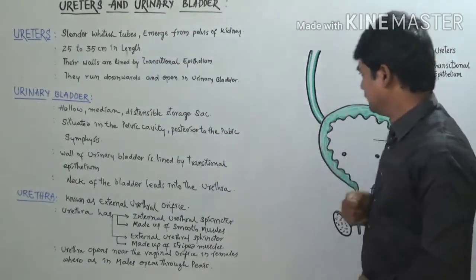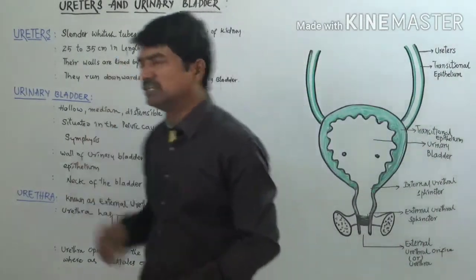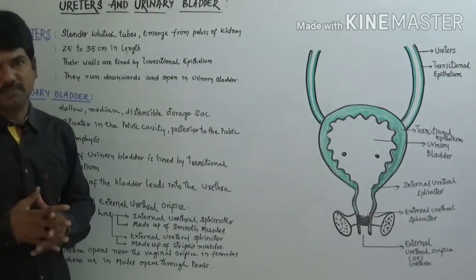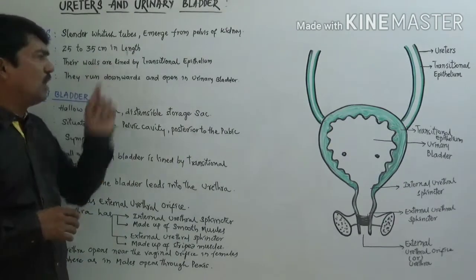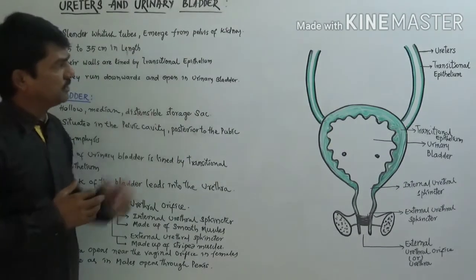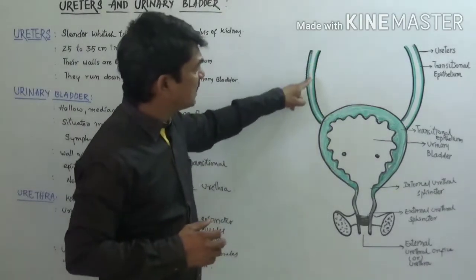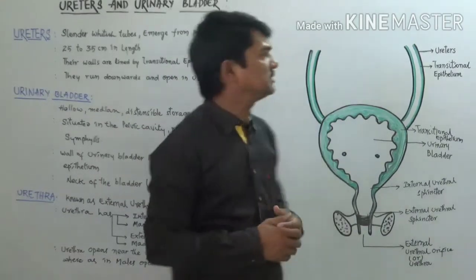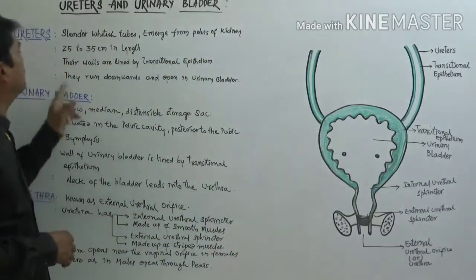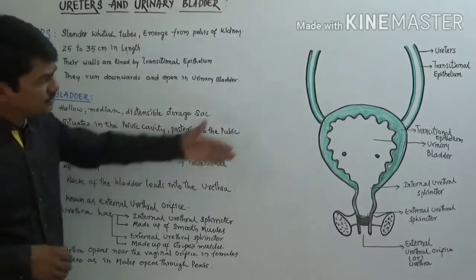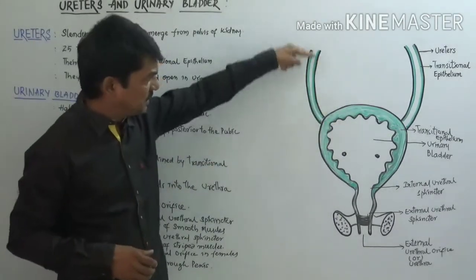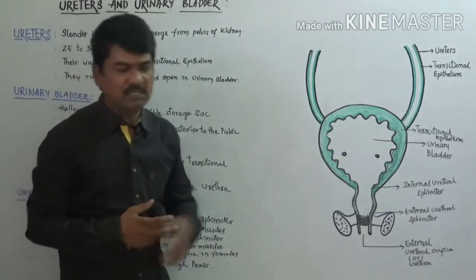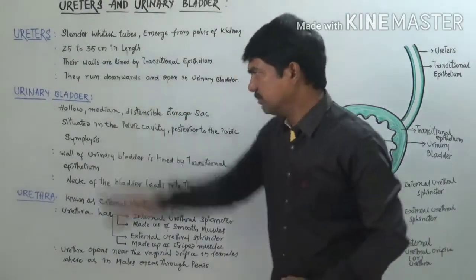If you see the measurements of ureters, they are about 25 to 35 centimeters in length. If you observe the walls of the ureters, internally they are lined by transitional epithelium. The ureters run downwards and open into the urinary bladder. So the posterior part of the ureters opens into the urinary bladder. And next we will see what the urinary bladder is.